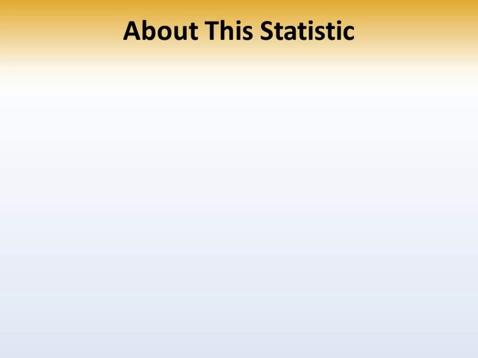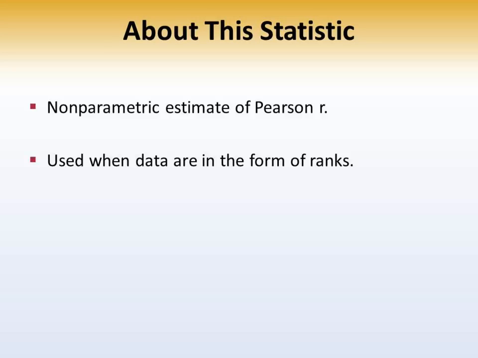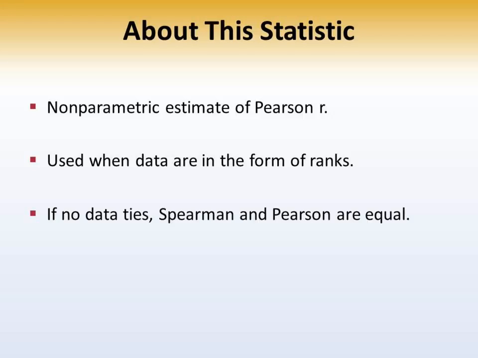The Spearman rho correlation is a non-parametric estimate of the Pearson r. It's used when the data are in ranks. The ranks may result in some ties, or they may be individual ranks. If there are no ties in the data, Spearman and Pearson r will be equivalent.